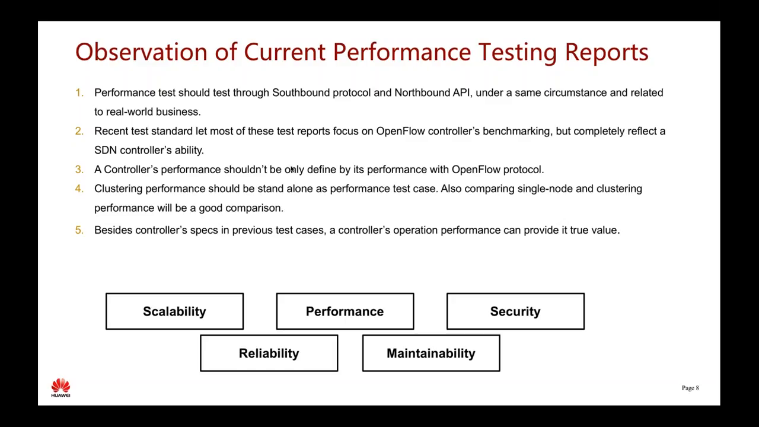So here's some conclusion. Performance tests should test through the southbound protocols, more than just OpenFlow. And we're going to test this through the northbound API, basically under the same circumstances, and we try to bring it more reality besides just doing some extreme parts.